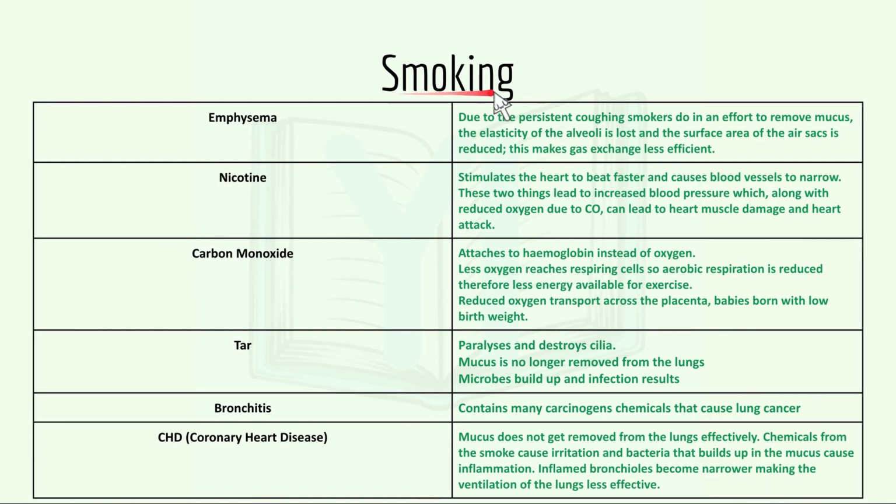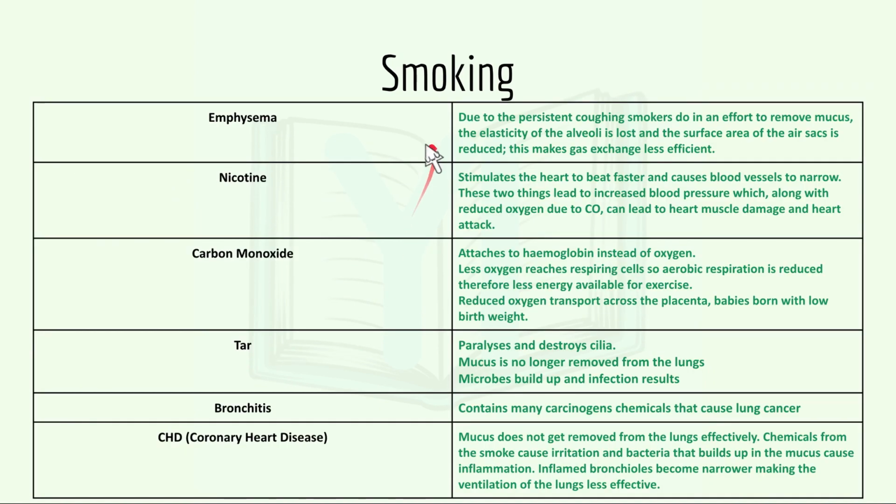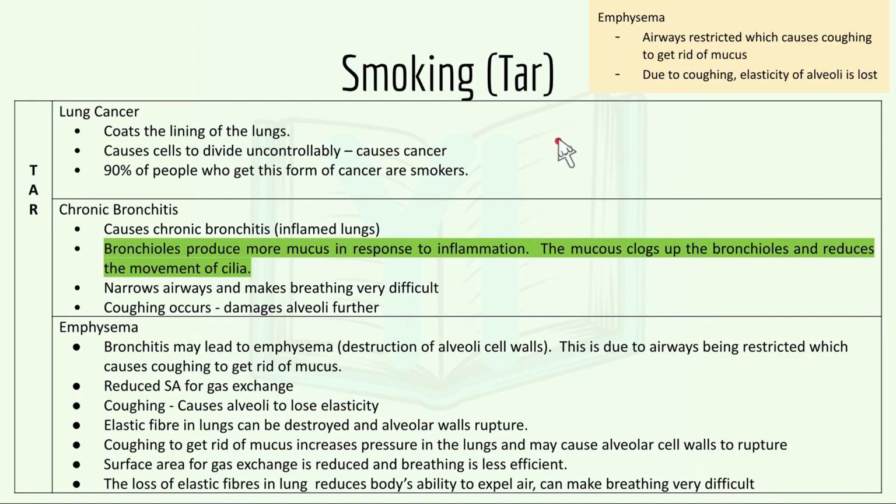And here we have smoking. We have different things like emphysema, nicotine, carbon monoxide, tar, bronchitis, and coronary heart disease. And you can have a read for yourself for different things. Then we have smoking, which is more on tar.